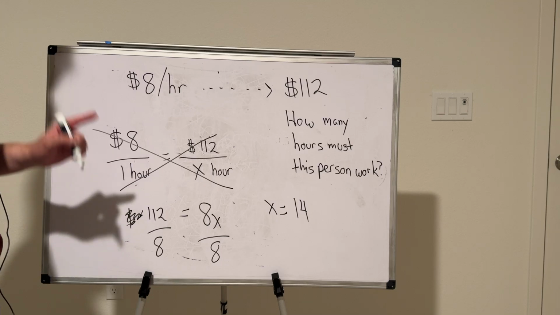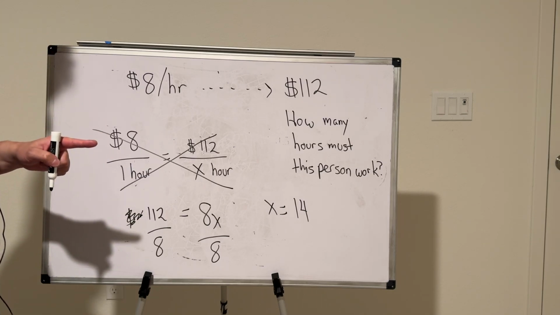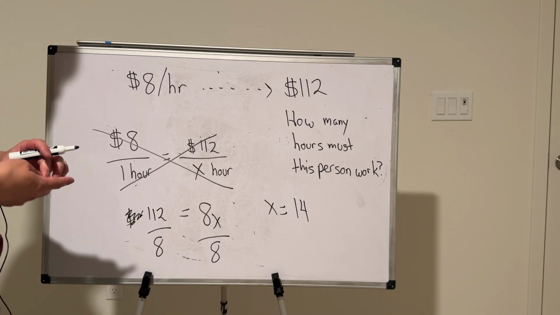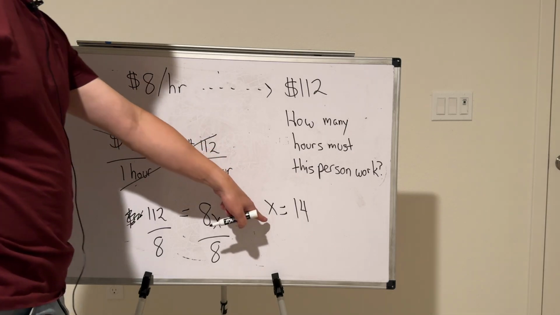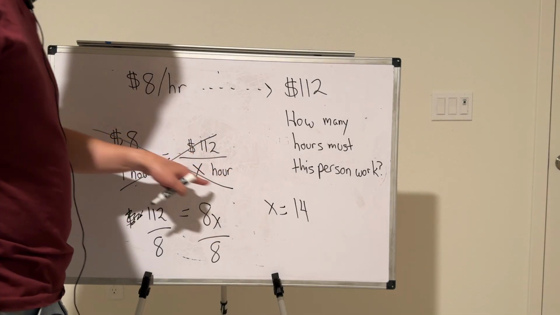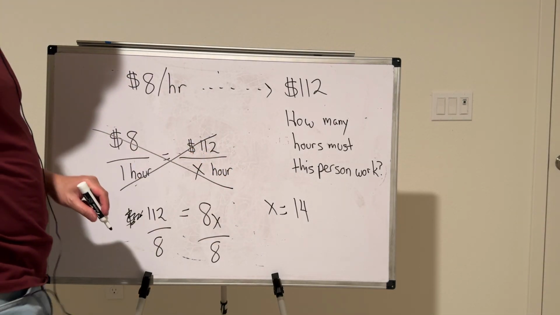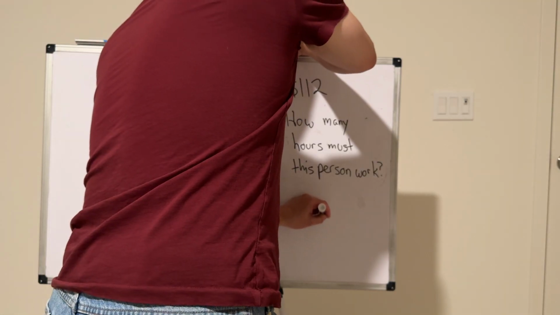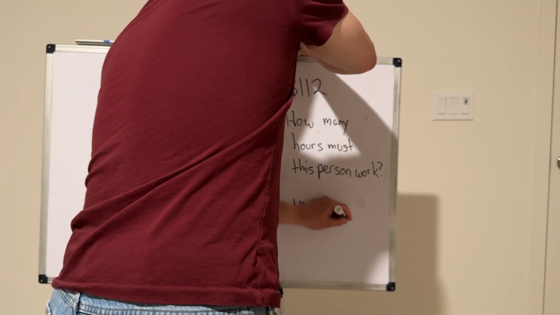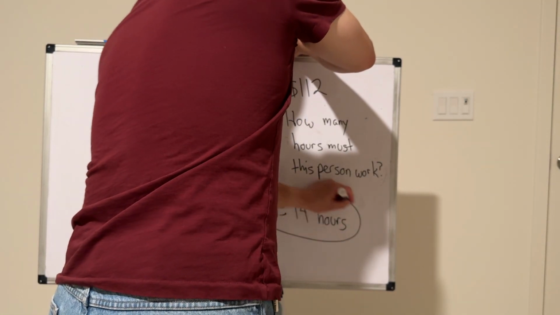But remember, you need to include the units. All right? In your final answer, ask yourself, what is x? X represents the number of hours. So your final answer is 14 hours.